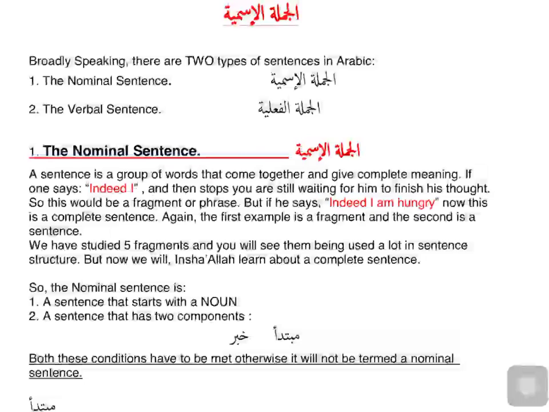We studied that words come together to make a murakkab, a fragment, which is not a complete sentence. In that, we studied 5 murakkabat, 5 fragments. Today, inshallah, we will talk about a sentence. So a group of words come together and they can give meaning, either a complete meaning or partial meaning. A phrase, a fragment, a murakkab is partial meaning.